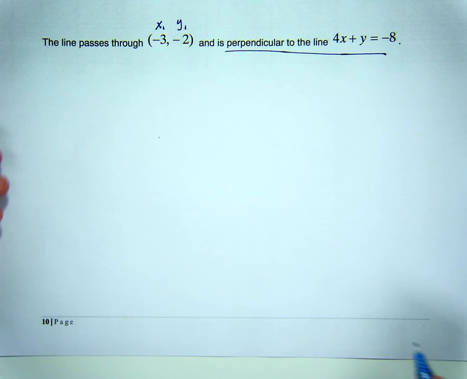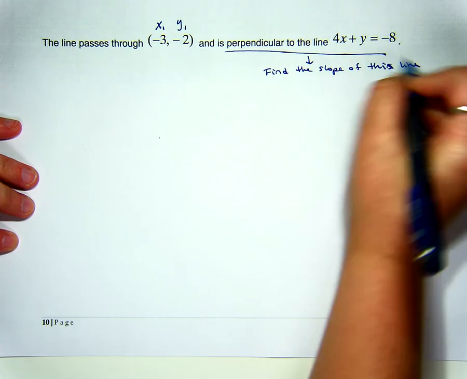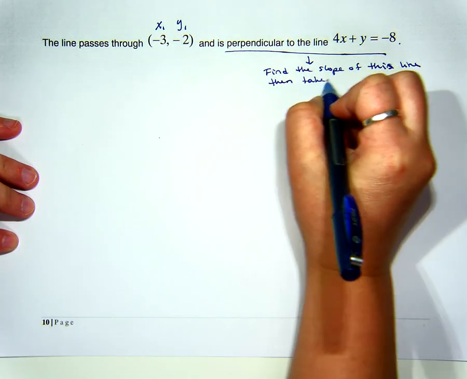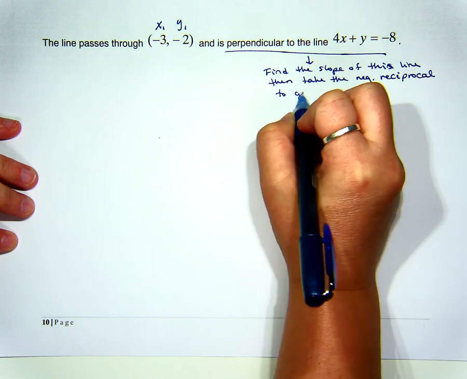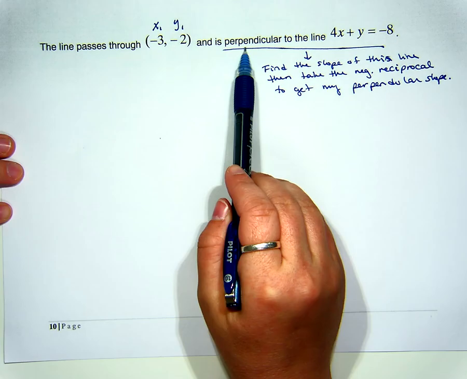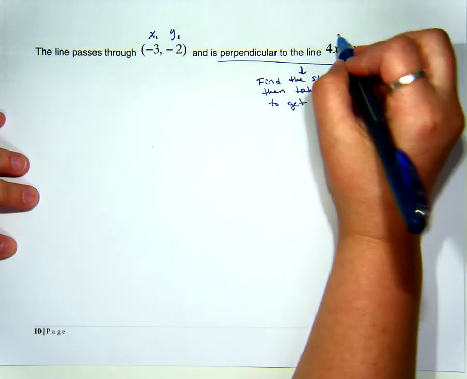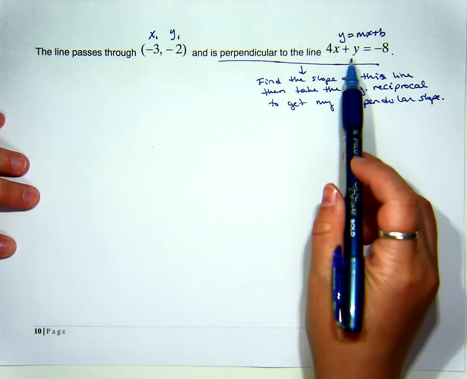First I have to find the slope of this line. Then take the negative reciprocal to get my perpendicular slope. Because we have to remember, perpendicular lines have negative reciprocal slopes. So let's find the equation of this line in y equals form. And that way we can figure out the slope, then find the perpendicular.